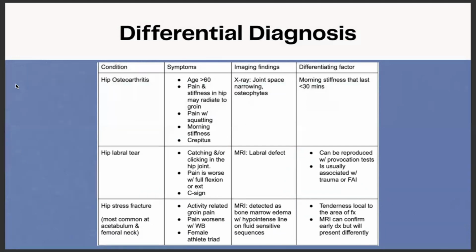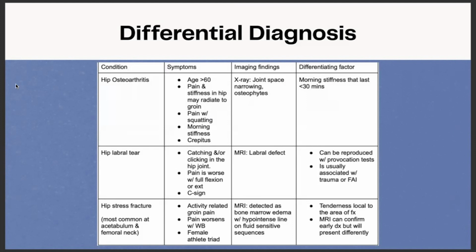Now, another one is hip labral tear. Here we're going to have the catching or clicking in the hip joint. It'll be worse with full flexion or full extension, and we'll see that C sign. On the MRI, we'll see a labral defect, and typically this can be reproduced with provocation tests, and it's usually associated with trauma or femoroacetabular impingement.